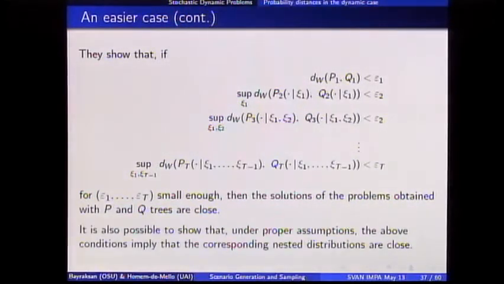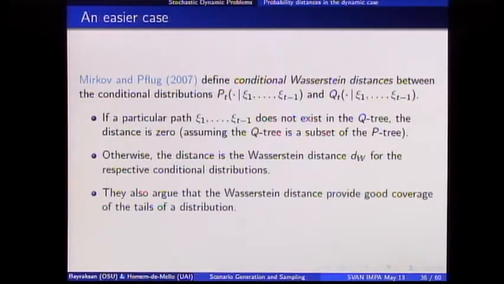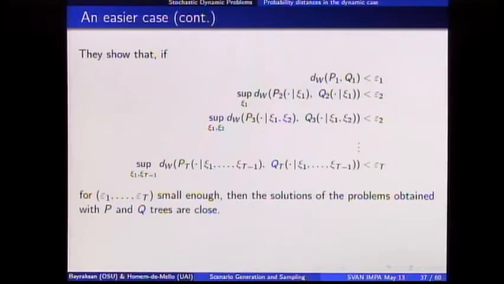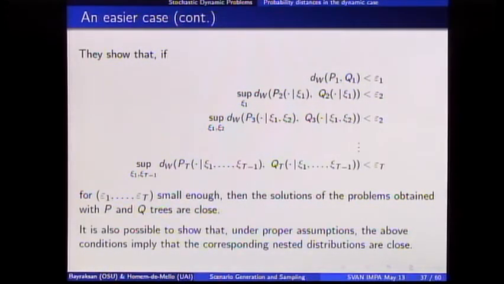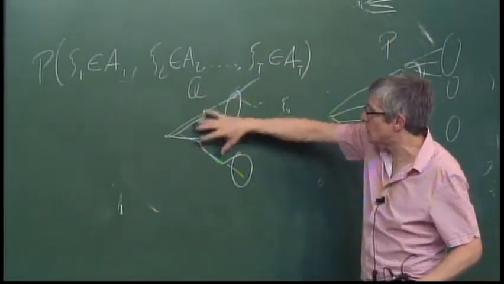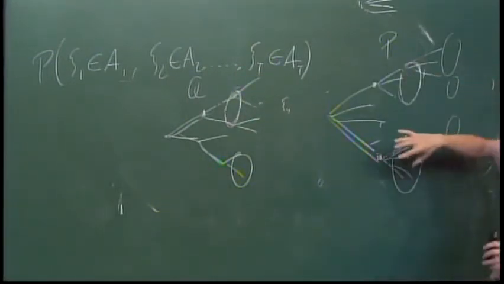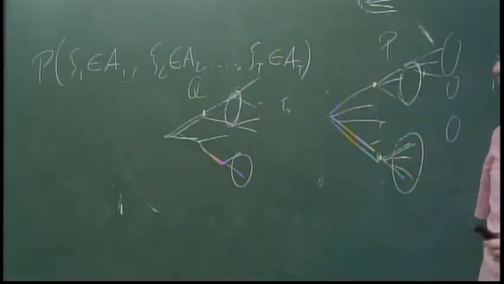And so it's possible to show that if this is satisfied, then the nested distributions are close. The nested distribution is the distribution of this Kantorovich distance for these nested processes. It's possible to show that, in other words, if I can guarantee that the conditional ones are close, then the nested ones will be close as well. So all we have to do now is to do this conditionally. For each realization, we try to guarantee that in each stage, what we get approximates well what we get from the original tree, okay?